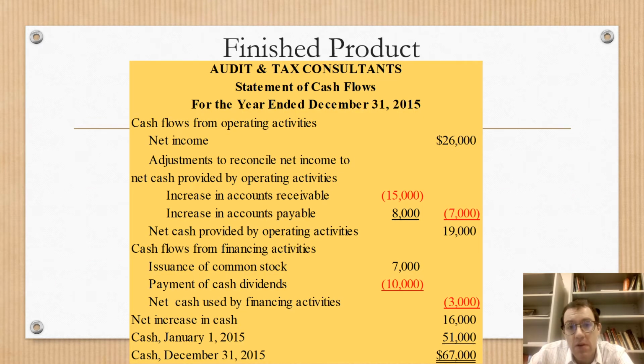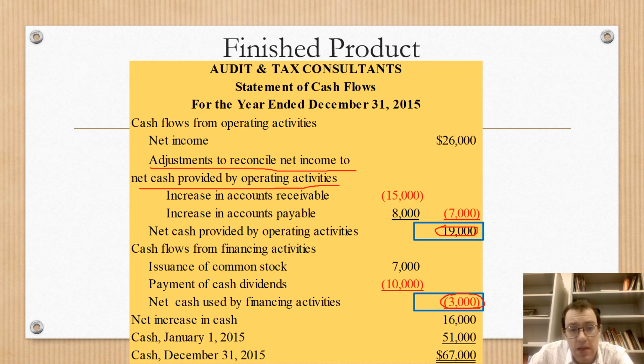Statement of cash flows for the year ended, and you start with net income. You have the adjustments to reconcile net income to net cash provided by operating activities, and you list them all out. Then you got OCF here. You would normally then have investing cash flows. We didn't have any. And then you have financing cash flows, and again, they're all listed out for everyone to see. And that's that. All right.